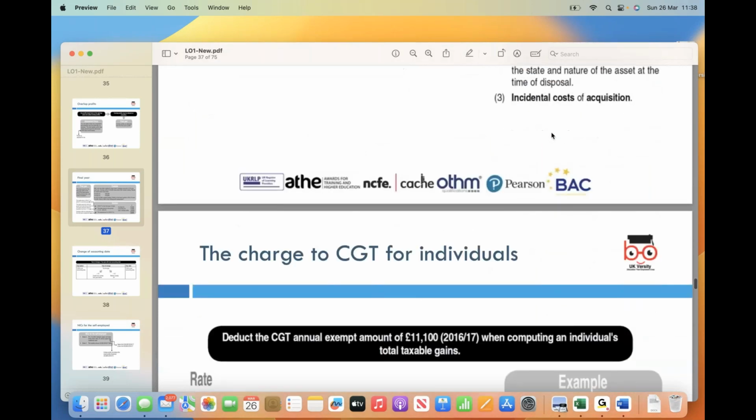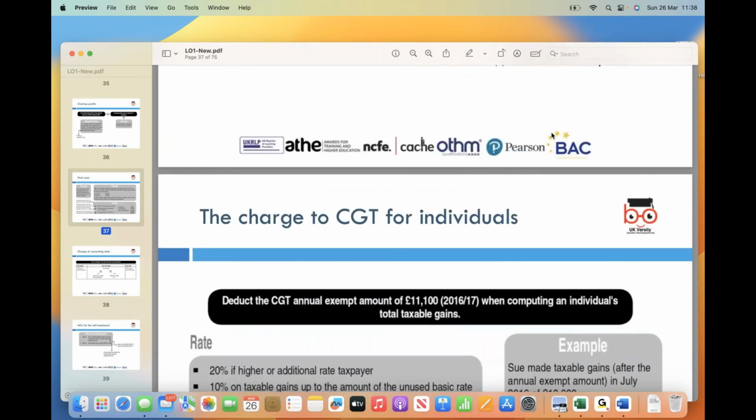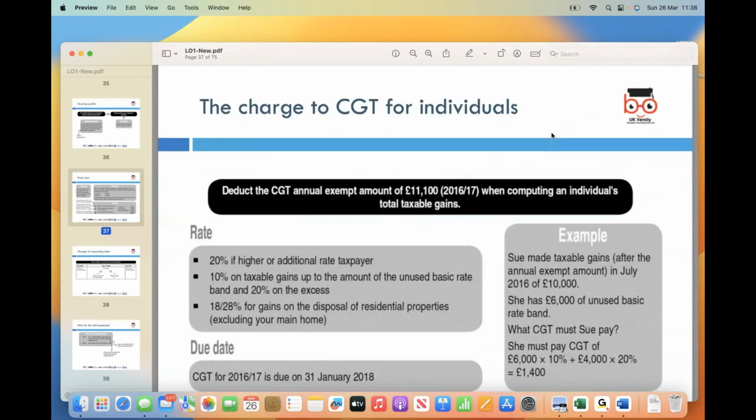So, CGT for individuals. When computing an individual's taxable gains, the capital gains tax annual exempt amount of £11,100 must be deducted. The capital gains tax rate is 20% for higher or additional rate taxpayers, and 10% on taxable gains up to the amount of unused basic rate band, with the 20% being charged on the excess.